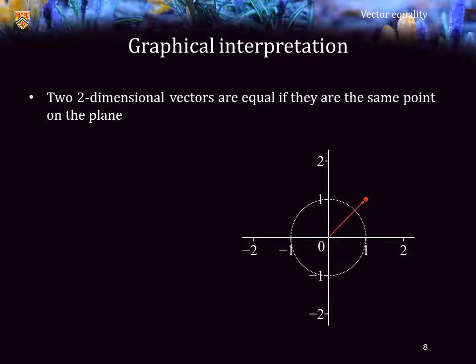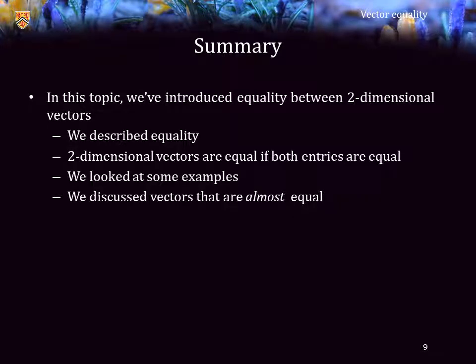In the two-dimensional plane, two vectors are equal if and only if they both represent the same point on the plane. So, in summary, in this topic, we've introduced equality between two-dimensional vectors. We've described equality, and we've stated that two-dimensional vectors are equal if and only if both entries are equal. We looked at some examples, and then we looked at some examples of vectors that are almost, but not exactly equal.